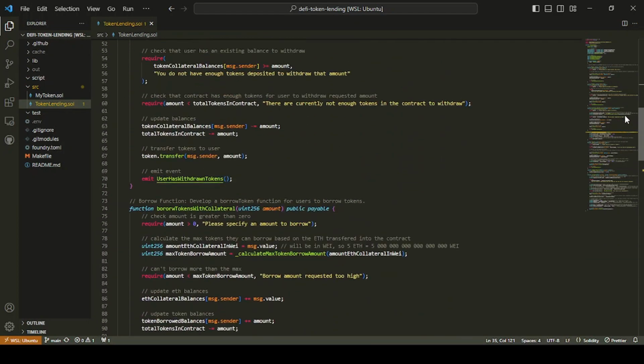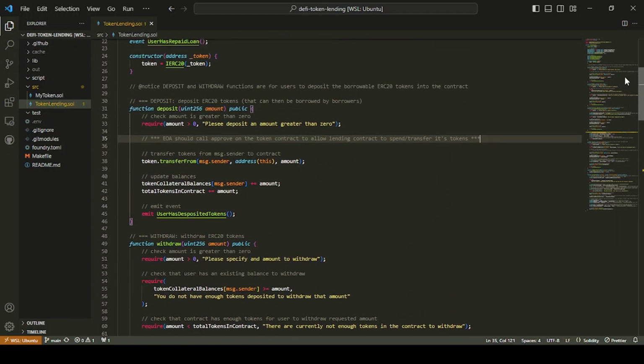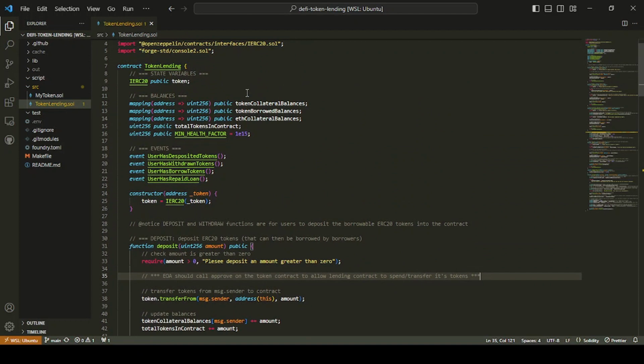Okay, so the first two are pretty standard if you've been doing 1 and 2, so we won't spend too much time on those two. So that should be token balances, and then we have token borrowed balances. So when somebody borrows tokens, that's correct, token borrow balances, and then collateral balances. When somebody is borrowing, they actually deposit ETH and borrow tokens. So these two are used kind of in tandem. Again, total tokens in the contract.